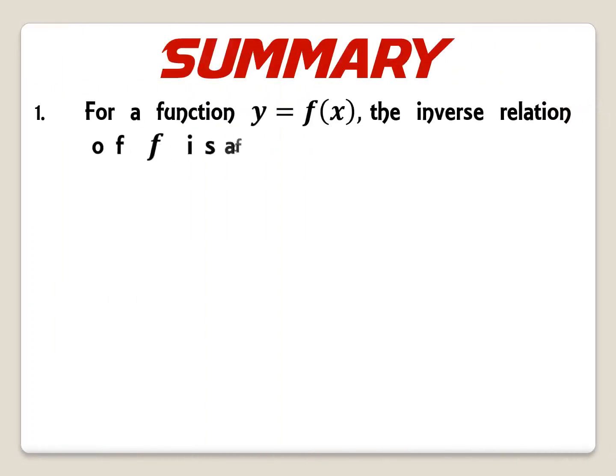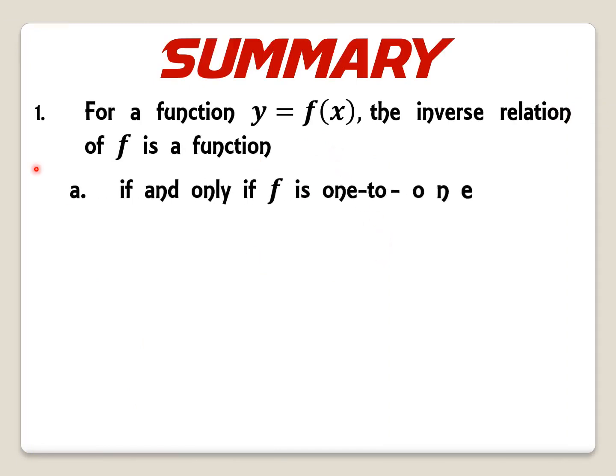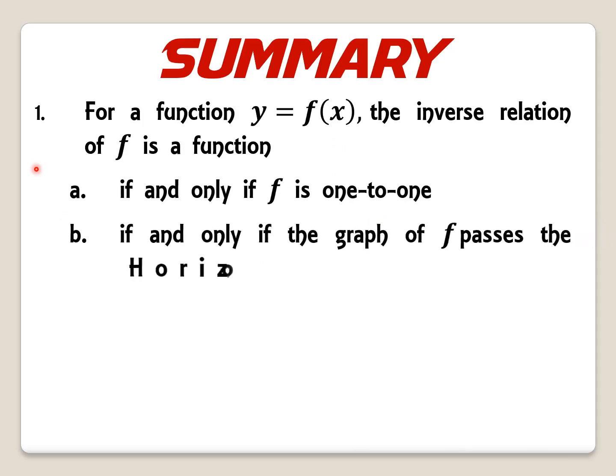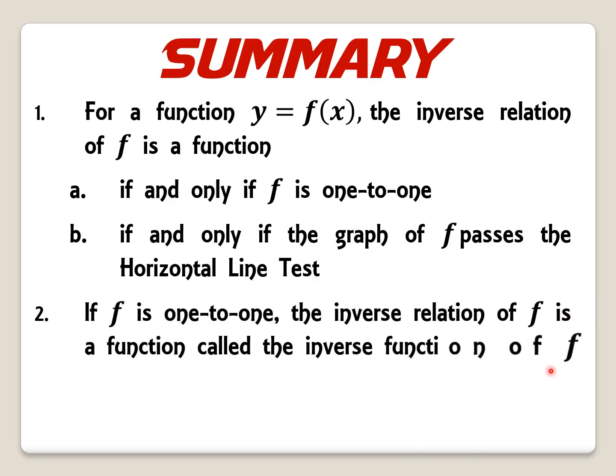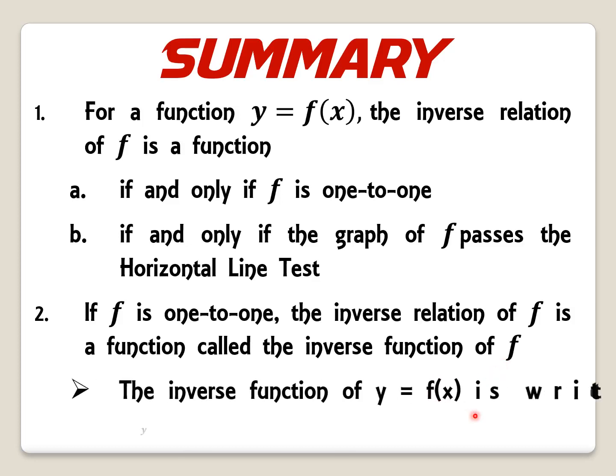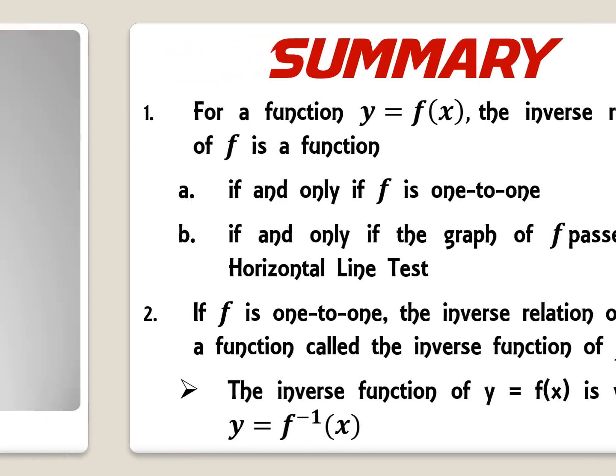To summarize our discussion, for a function y is equal to f of x, the inverse relation of f is a function if and only if f is 1 to 1. And second, if and only if the graph of the function f passes the horizontal line test. Number 2, if f is 1 to 1, the inverse relation of f is a function which is called the inverse function of f, which could be written in this symbol: y is equal to f inverse of x.